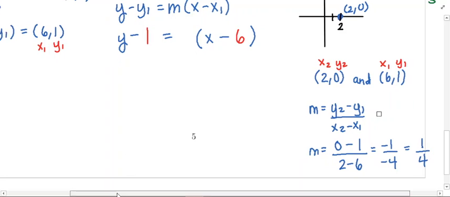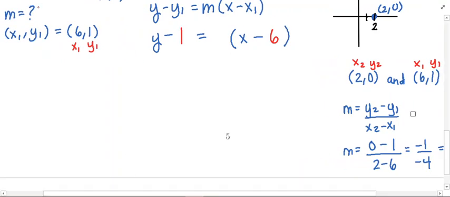Okay, so we can go ahead and plug that in. We originally didn't know the slope, now we know it's 1/4, and I'm going to plug that in for the m value. Okay, and now we've plugged in both the slope and the point, so we've completely plugged into point slope form. Now we just need to convert this to y equals mx plus b form.